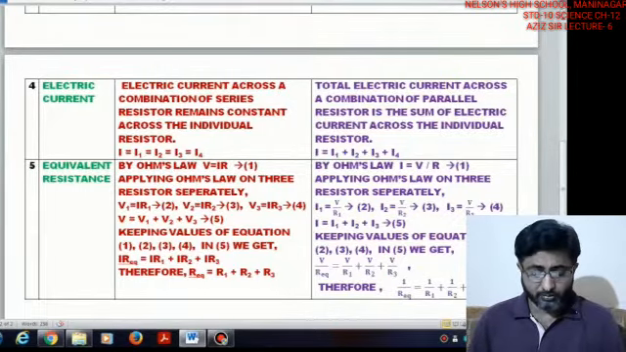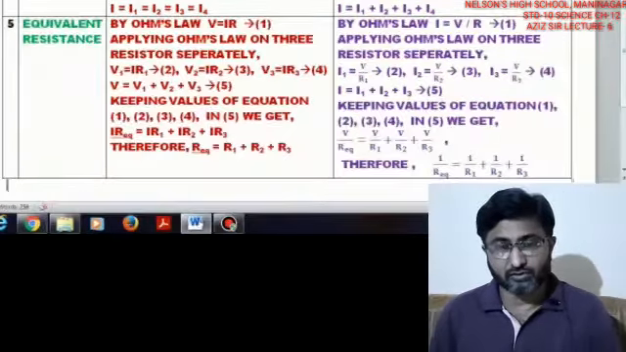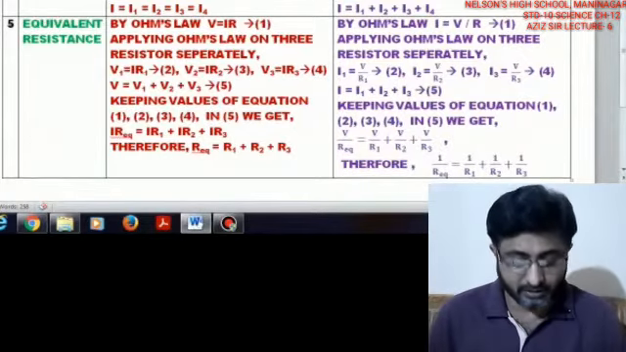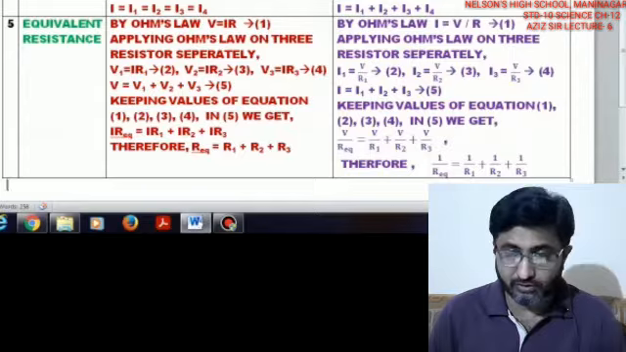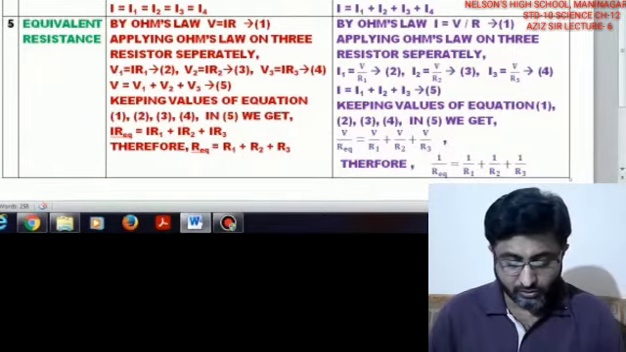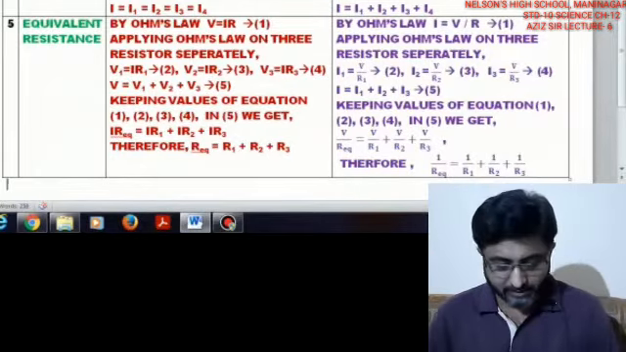Now another important part is equivalent resistance. In case of an equivalent resistance, V equals IR, that we know according to Ohm's law. Similarly, V1 will be equal to IR1 and so on. So here the current remains constant in all: V2 equals IR2, and I does not change, but V is changing. So the total voltage will be V equals V1 plus V2 plus V3.